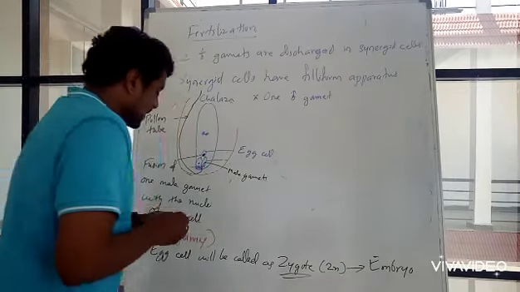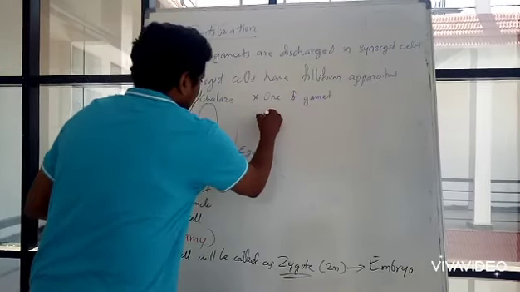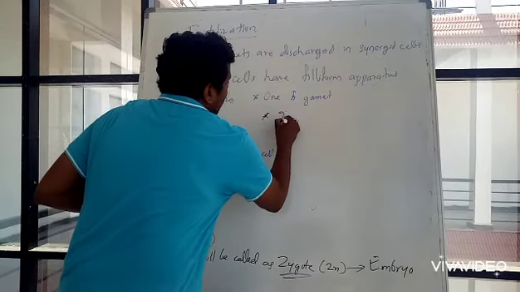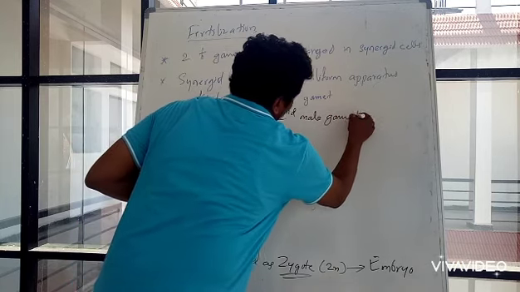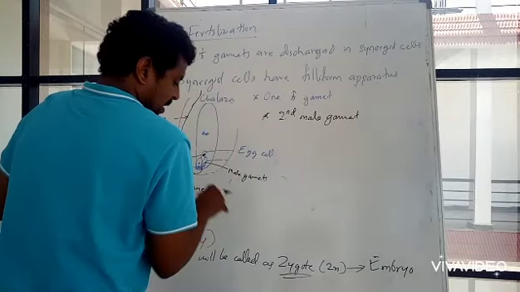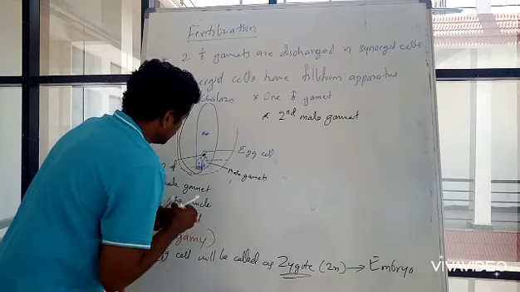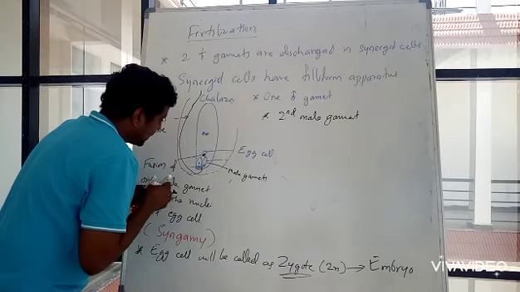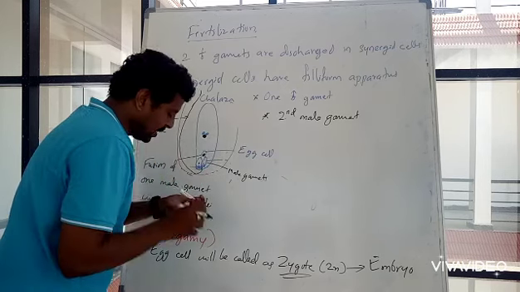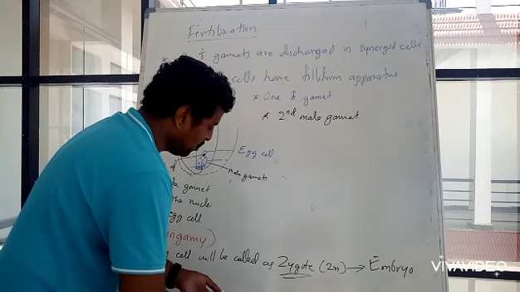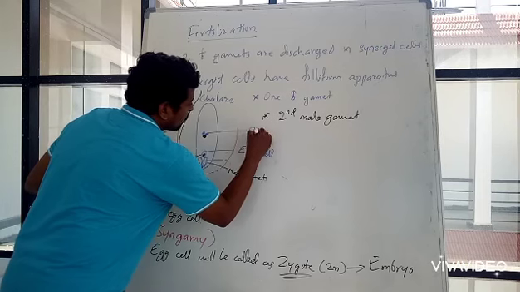Got it? The second type of male gamete is there. One more male gamete is there. I will write here with the black ink. The second male gamete comes out of the synergid cells and travels all the way towards the central cell. There it fuses with the diploid polar nuclei. These blue color structures are polar nuclei.